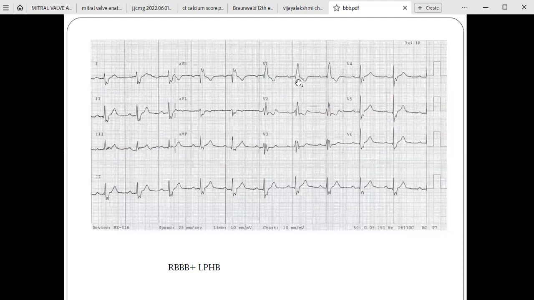Here you can see an RBBB pattern again in V1, V2, V3, and then you can see a positive R wave in leads 2, 3, aVF, and a dominant S wave in 1 and aVL. If you see a dominant S wave in 1 and aVL and a dominant R wave in 2, 3, aVF, this is the left posterior fascicular block along with RBBB, suggestive of a bifascicular block.